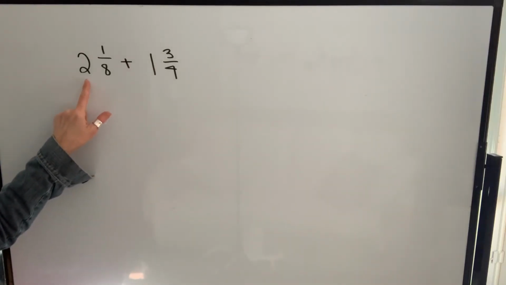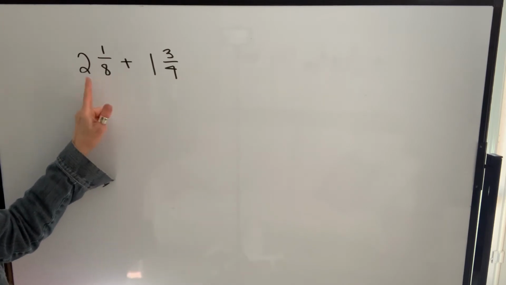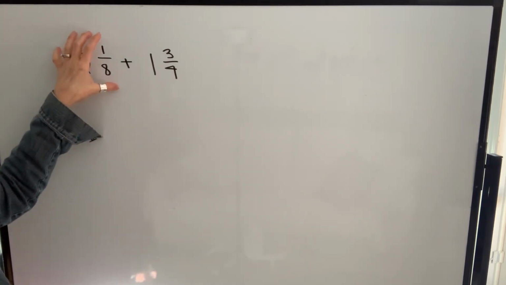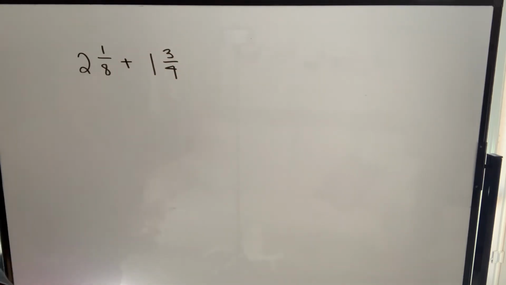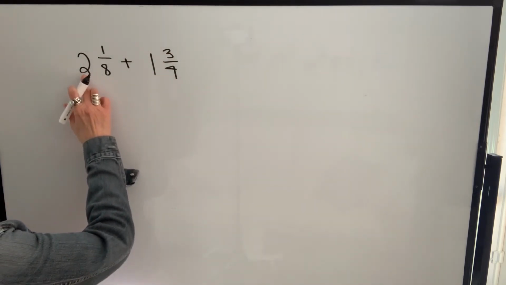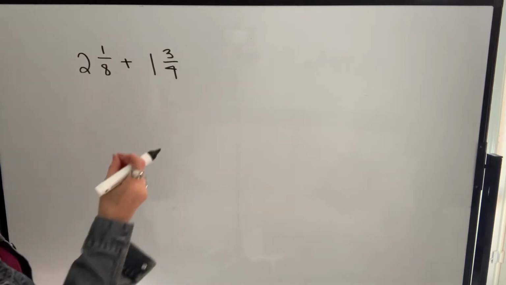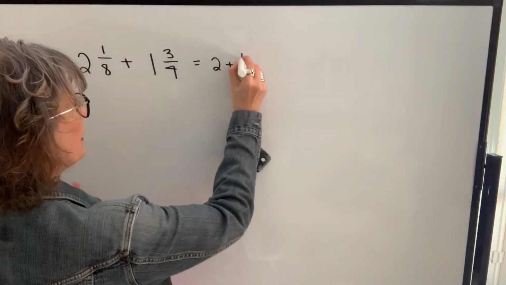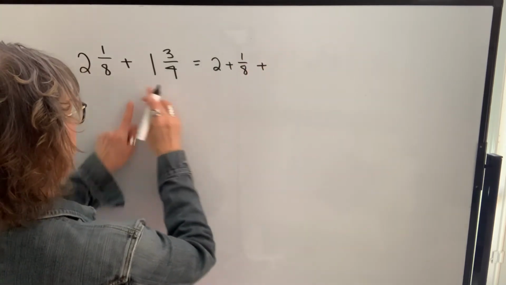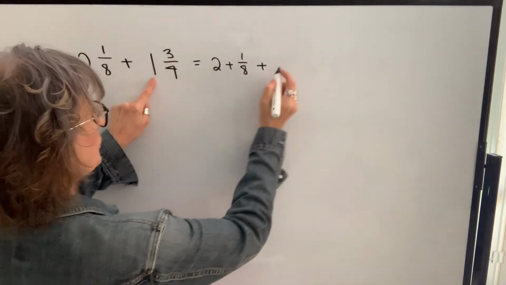In this example, we have a mixed number, which means we have a whole number and a fractional part together. So we have 2 and 1/8 plus 1 and 3/4. You need to understand that 2 and 1/8 means 2 plus 1/8. And then we add 1 plus 3/4.